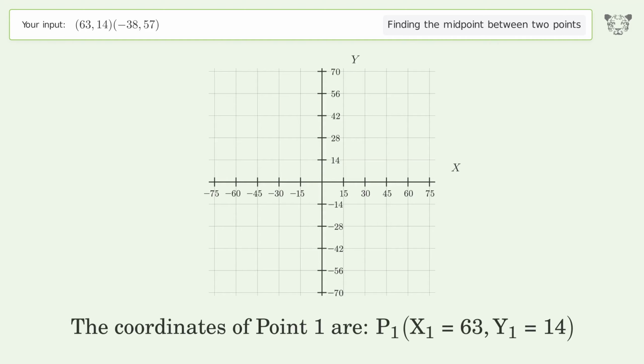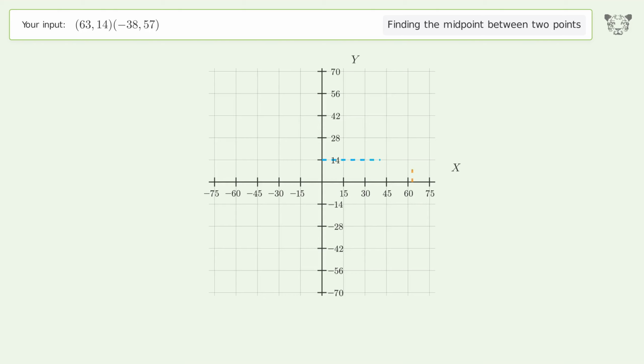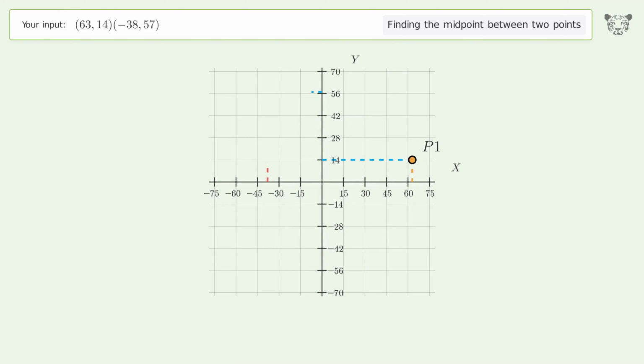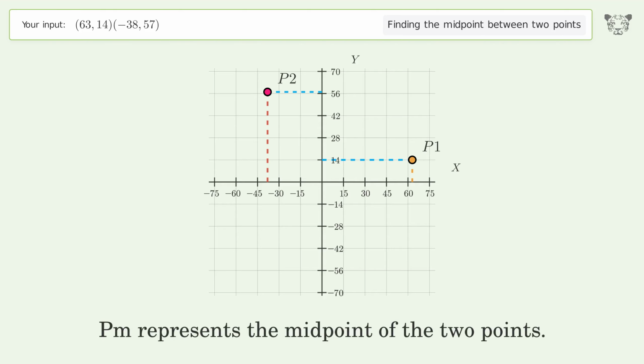The coordinates of point 1 are, x1 equals 63, y1 equals 14. The coordinates of point 2 are, x2 equals negative 38, y2 equals 57. PM represents the midpoint of the 2 points.